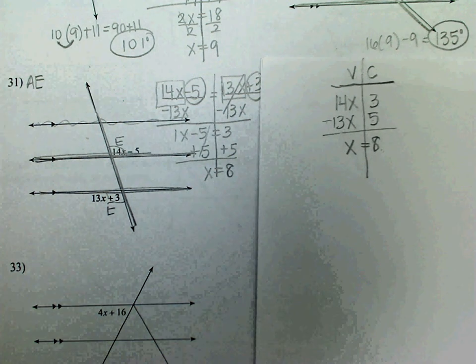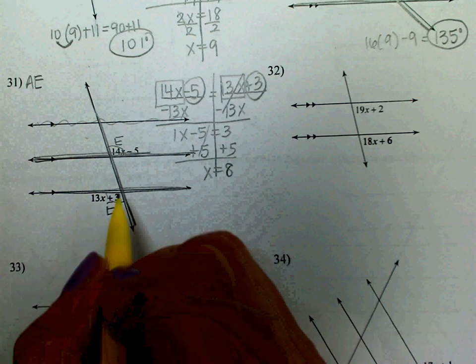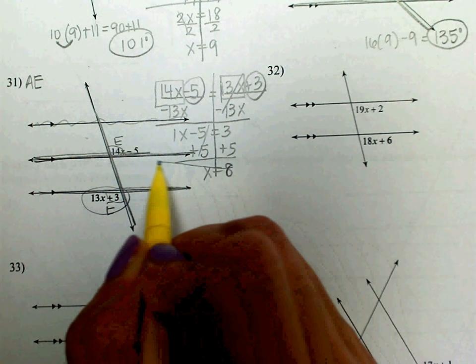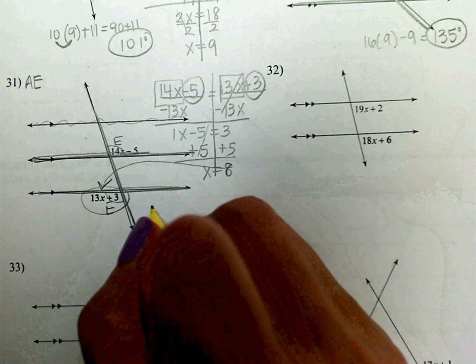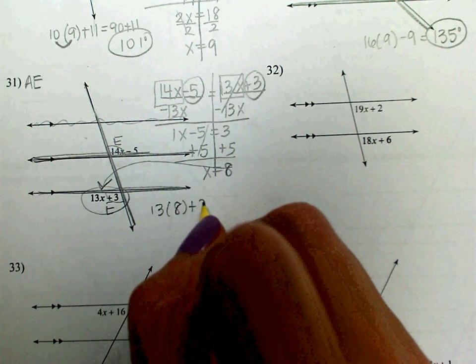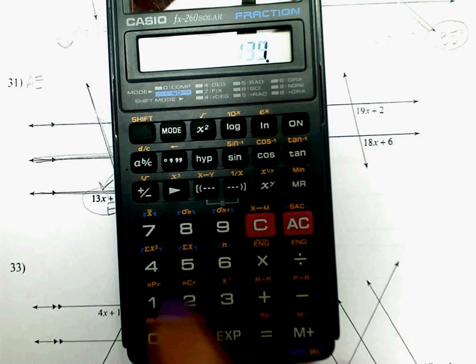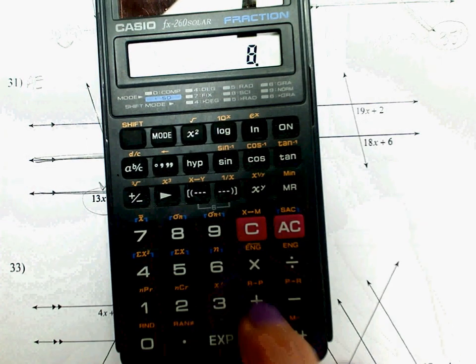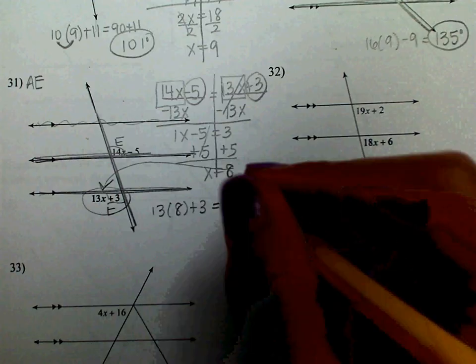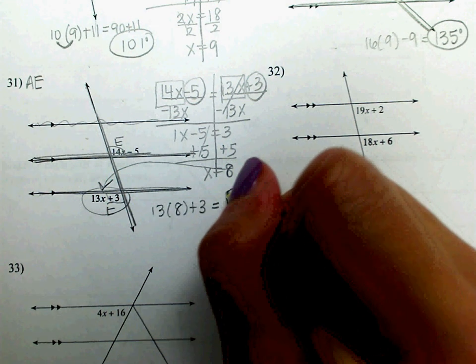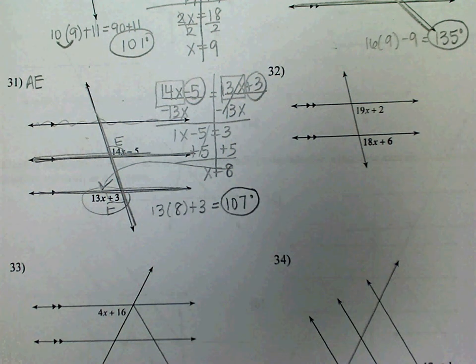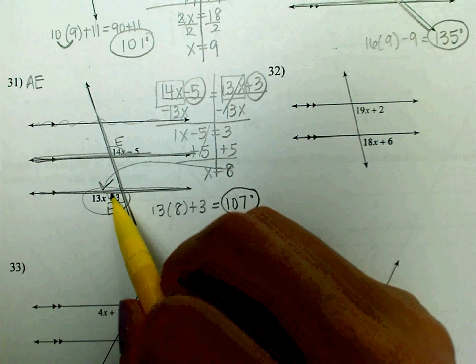Then we plug back in. Looks like this is the bold one, so you plug in the 8, or the word is substitute. So 13 times 8 plus 3. Multiply before adding. So 13 times 8 plus 3 is 107 degrees. And did I get that right? Yes. And it makes sense because this is an obtuse angle, so that's a reasonable answer.